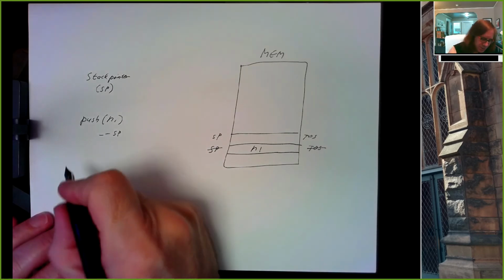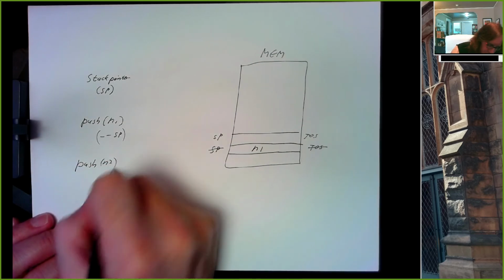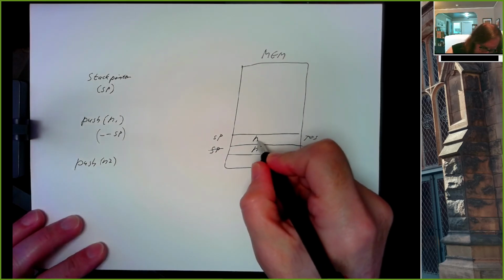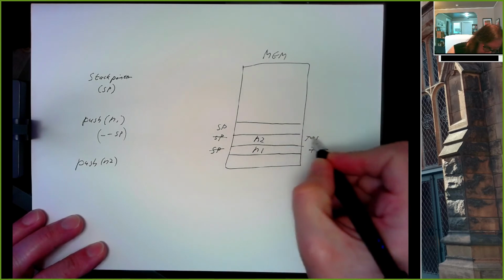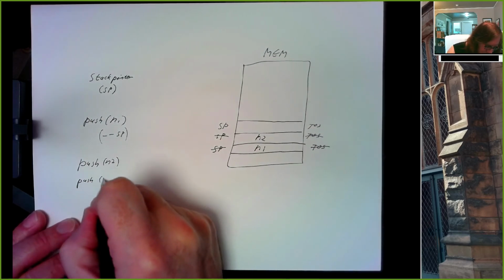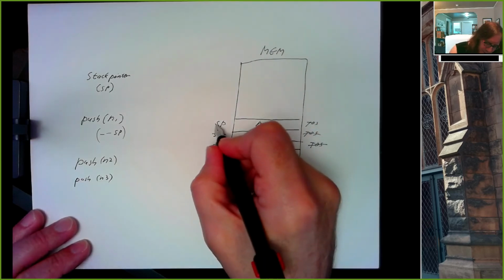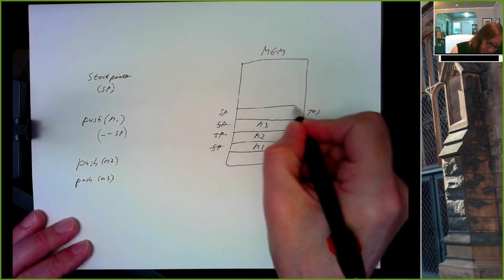And then if you want to push N2, that would look at the stack pointer. It's referring to this location. Let's push an N2 in there, and let's decrement the stack pointer again. And now this is the top of the stack. And we'll do one more push. So stack pointer is right here. That's where N3 gets stored. Stack pointer gets decremented. This is the new top of the stack.